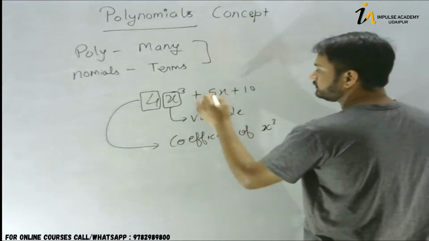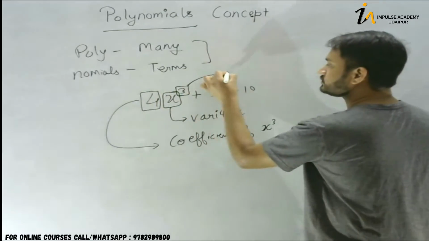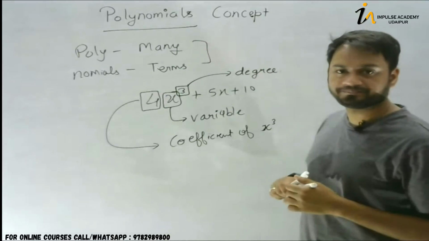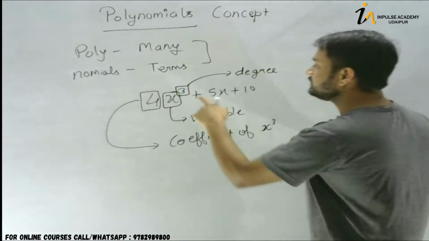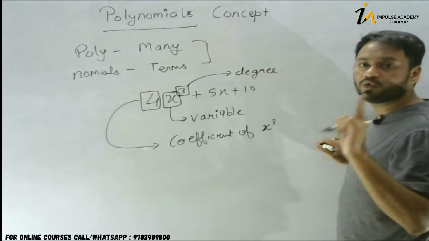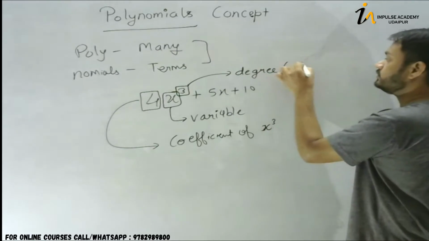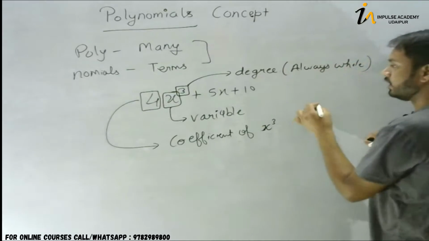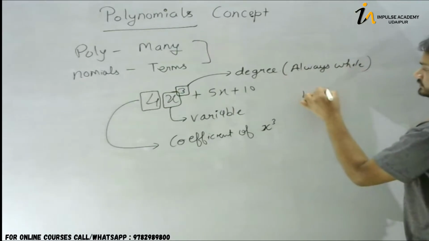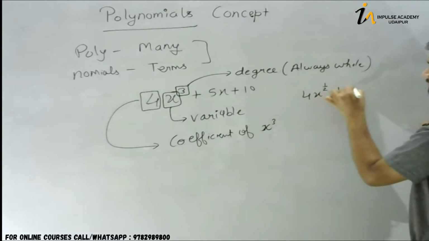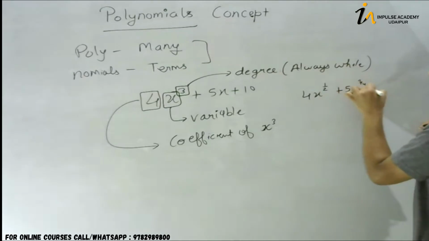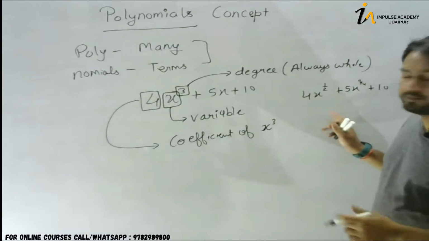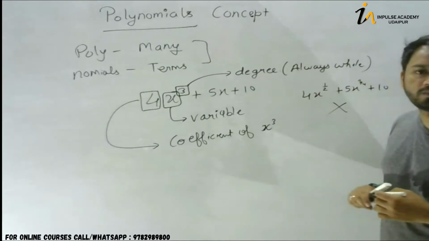Now this 3 is called the degree. This is the degree of the polynomial, and the degree will always be a whole number. You will not find a polynomial such as 4x to the 1 by 2 plus 5x to the 3 by 4 plus 10. Such terms are not considered polynomials.